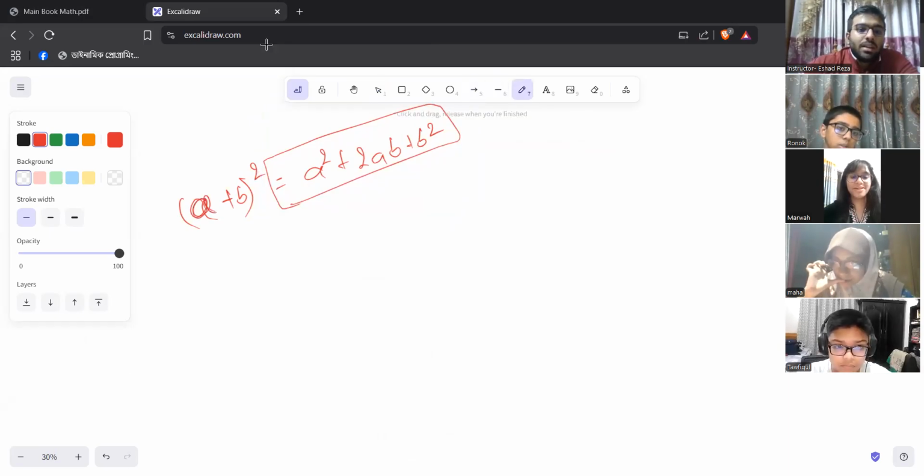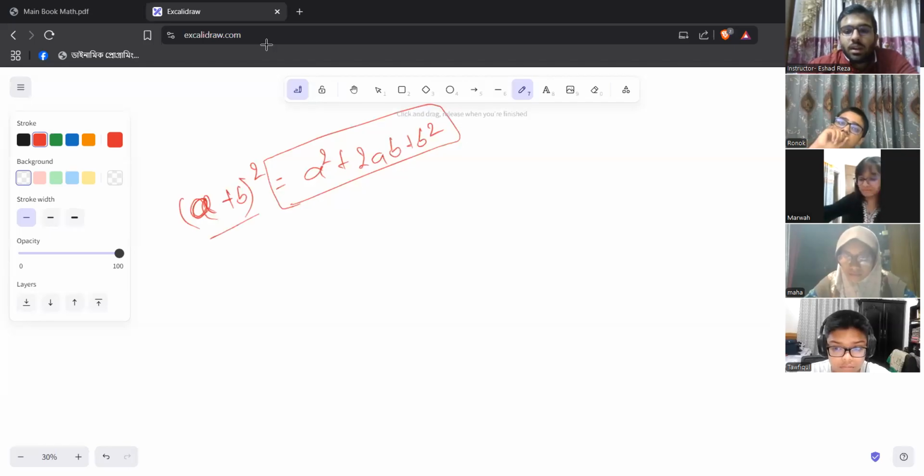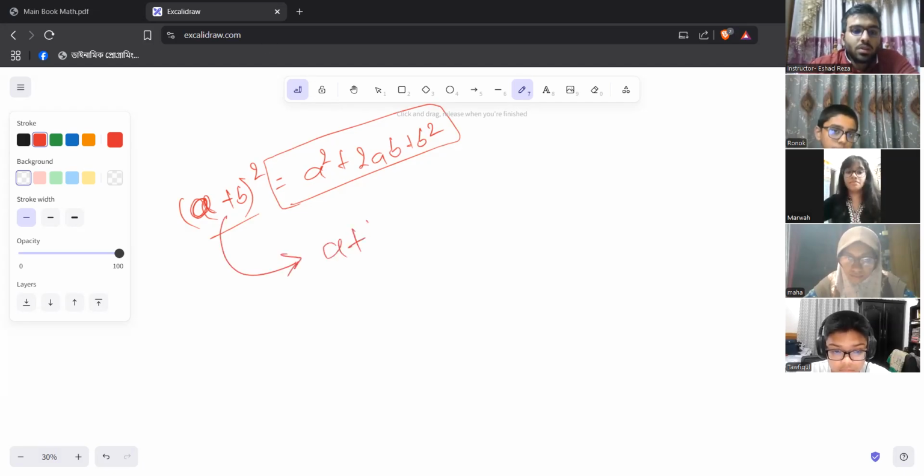Okay, so as I was saying, let's continue back to the class. Where did these formulas come from? Obviously, they did not appear out of nowhere. And so, first of all, we need to ask ourselves, what is (a plus b) squared?